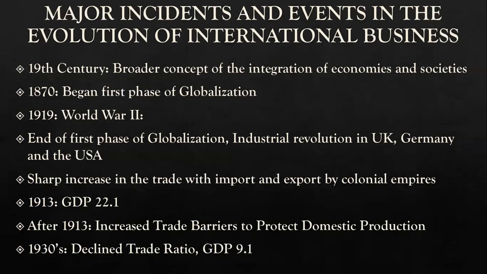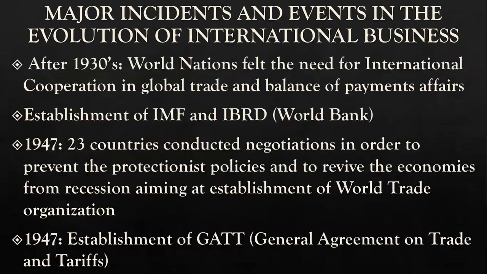After 1930, trade barriers increased to protect domestic production, and as a result, in the 1930s there was a declined trade ratio, seen at 9.1 as compared to 22.1 in the prior period. After the 1930s, world nations felt the need for international cooperation in global trade and balance of payment affairs. So all the countries signed a lot of treaties and agreements.